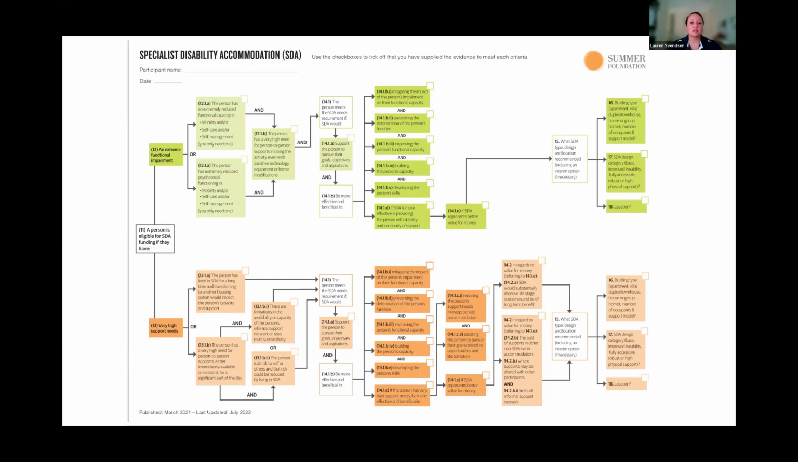We then look at the design category. So that's either the basic, improved livability, fully accessible, robust, or high physical support, and then the location. So that's the last step. We have to prove all of these steps first to ensure that the NDIS can see that the participant does meet those reasonable and necessary criteria.